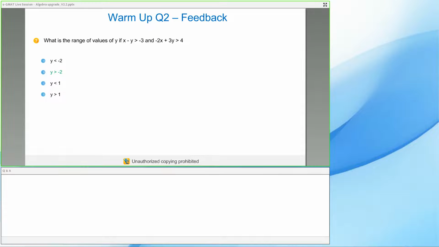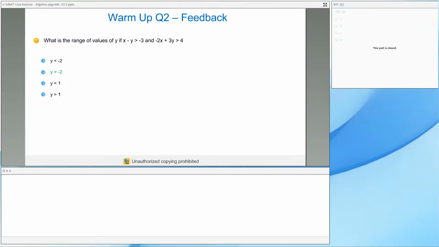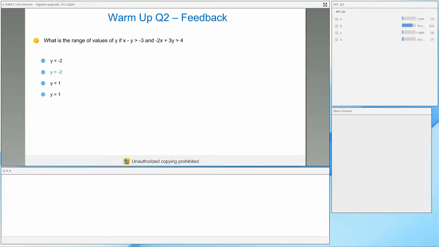And let me bring up the poll. In this case, again 76% of you chose option B, which is the correct answer, and I have a few people who think the answer should be A, C or D. Now think about it. You need to find out the range of values of y, right? And you have been given two inequalities. Now, even if you had an equality sign instead of inequalities, what would you have done? Tell me, how would you have solved this question if instead of an inequality you had an equality sign?